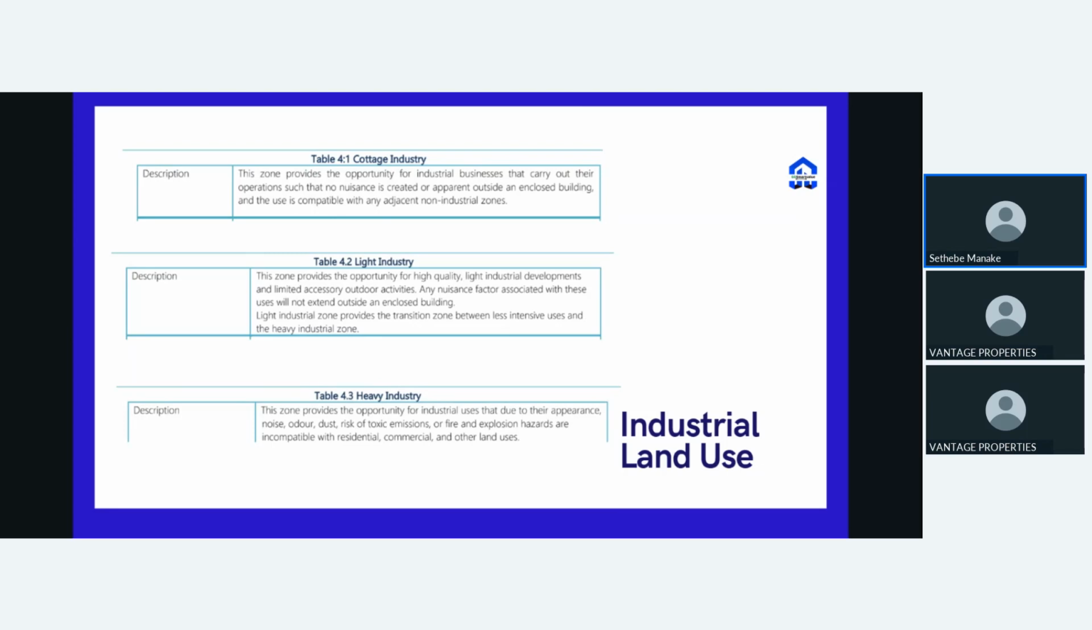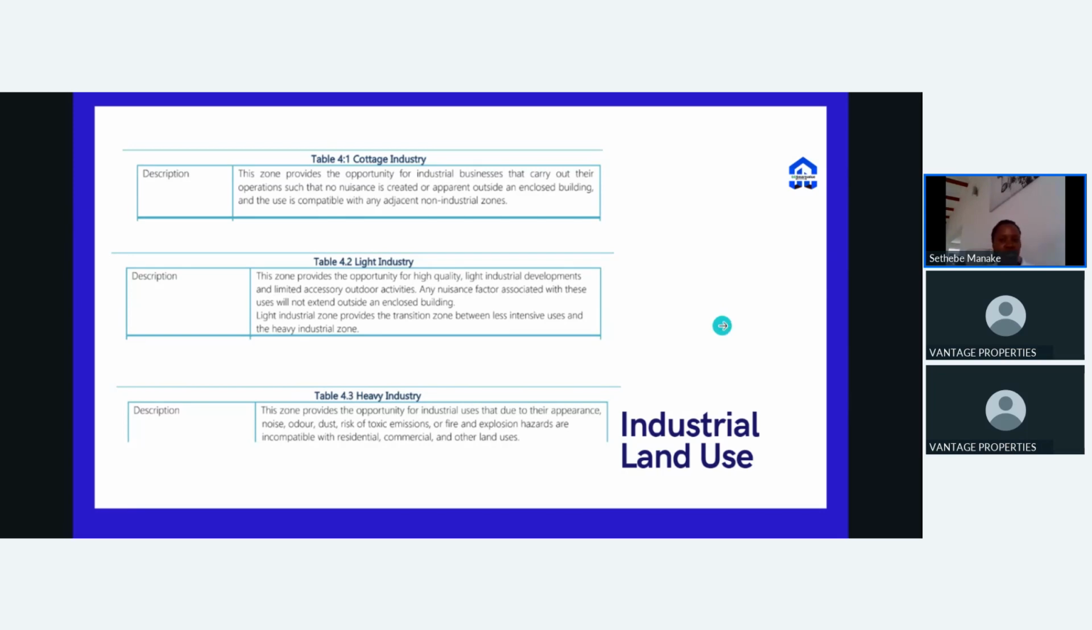Light industrial zone provides for a transition zone between the less intensive uses and the heavy industrial zone. Heavy industry involves noise, dust, toxic emissions, production and hazards. Those heavy industries are not supposed to be next to residential, commercial, or any other uses. In the light industries, the nuisance, like air pollution or sound pollution, is reduced.